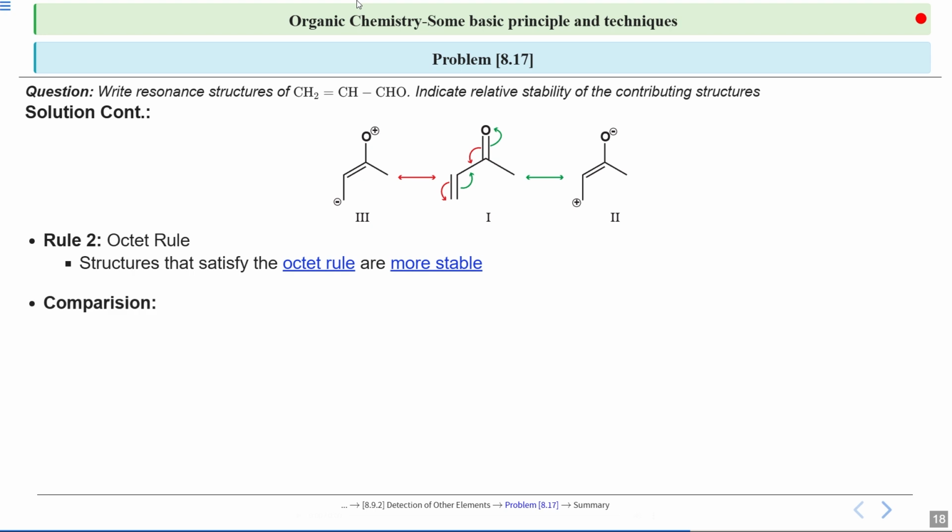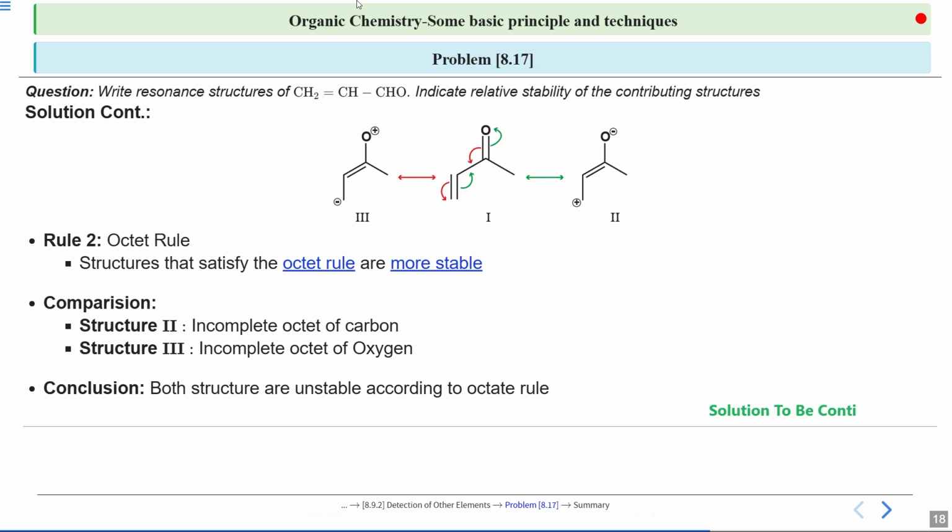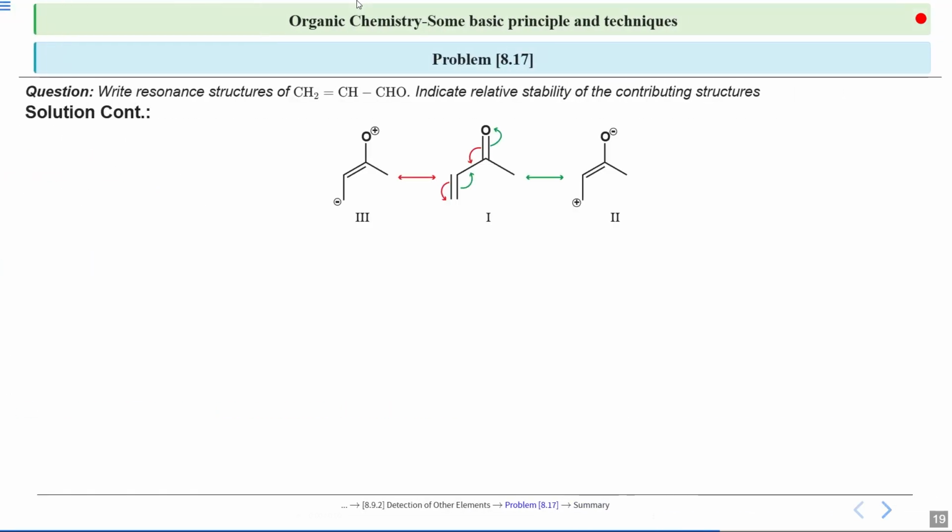Let's compare the resonating structures. Structure number 2 has an incomplete octet for carbon, which makes it less stable. Structure number 2 also has an incomplete octet for oxygen. Then structure number 3 again has an incomplete octet for oxygen. So structures 2 and 3 both cannot satisfy the octet rule. Therefore, they are equally unstable according to rule number 2. Now moving on further, we have rule number 3. Rule number 3 is based upon charge.